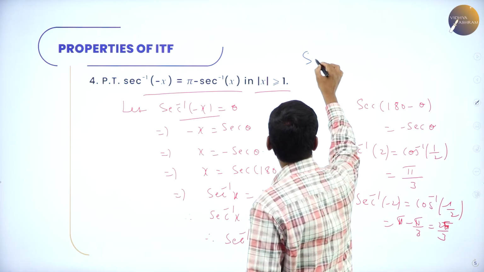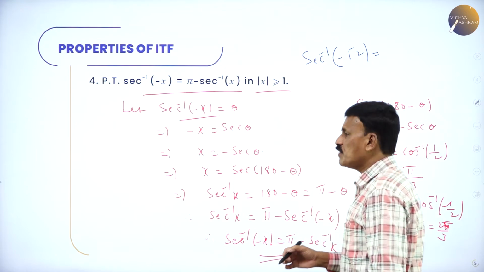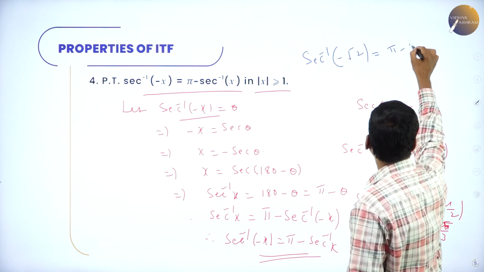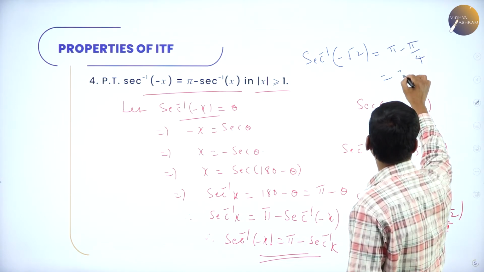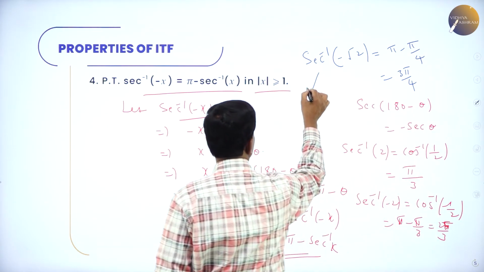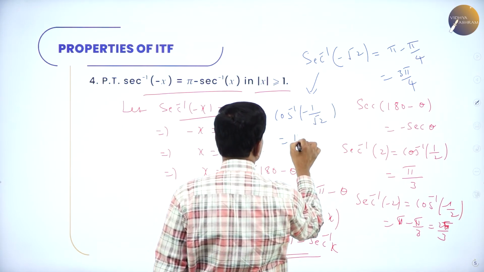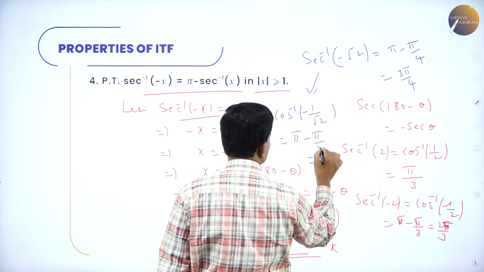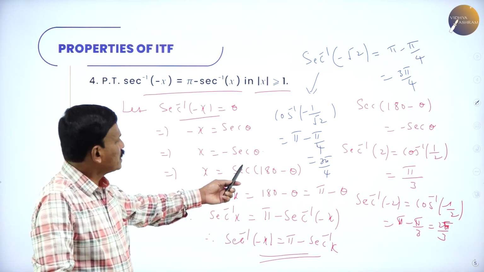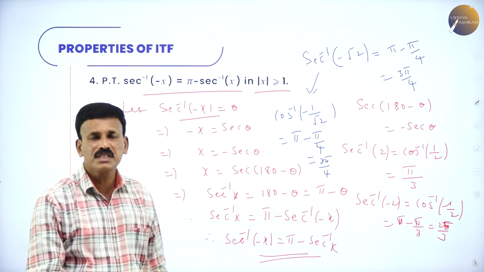Okay, let me take one more problem. Suppose it is secant inverse of minus root 2. Straight away, for root 2, you are going to get pi by 4. Secant inverse of minus root 2 can be written as pi minus pi by 4, that is nothing but 3 pi by 4. Otherwise, convert this to cos, or you can also write cos inverse of minus 1 by root 2. So this is pi minus pi by 4, which is also equal to 3 pi by 4. This is the method we are going to use to solve secant inverse and cos inverse if it is negative.